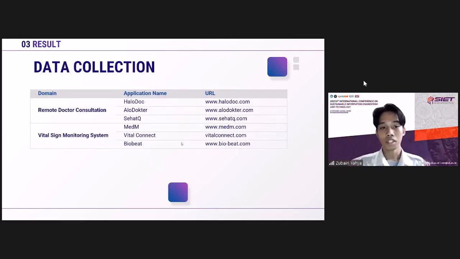Now let's jump into the result of our research. The first is data collection. Our data collection process involves analyzing data from various applications within each domain, focusing on those widely used and highly rated. By meticulously evaluating user-friendly and popular platforms like Halodoc, HaloDokter, SehatQ, MedM, VitalConnect, and BioBit, we gathered valuable insight. This data-driven approach was instrumental in shaping our telehealth application framework, ensuring its relevance and effectiveness.